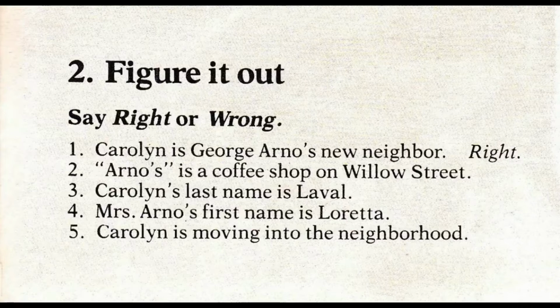Number 4, Mrs. Arno's first name is Loretta. Well, right or wrong? That's right, because in the conversation George says, "Coming, Loretta," so her name is Loretta. Number 5, Caroline is moving into the neighborhood. Right or wrong? Of course right, because George says moving in and Caroline says, "Yes, I am," and then George says, "Well, then we are neighbors." So this was the figure it out section for the comprehension dialogue that we just heard.